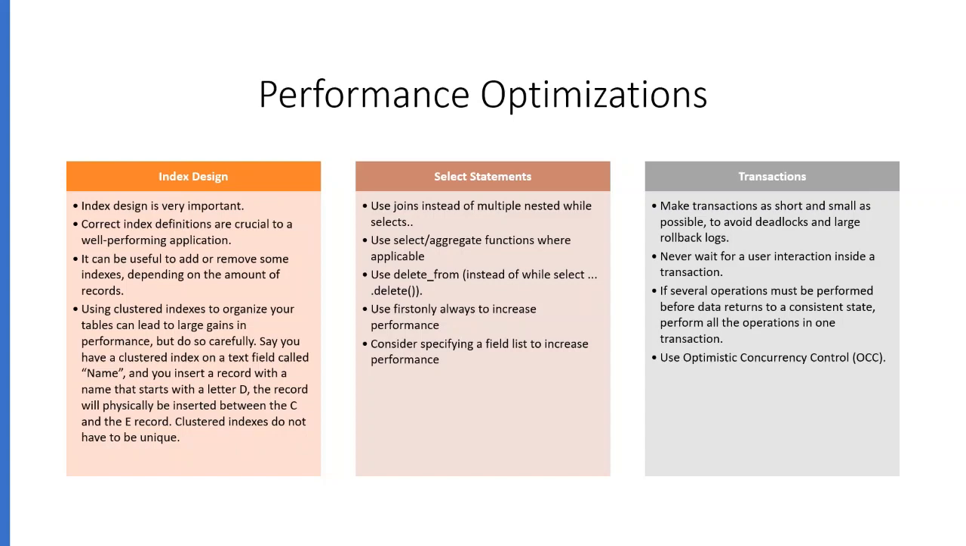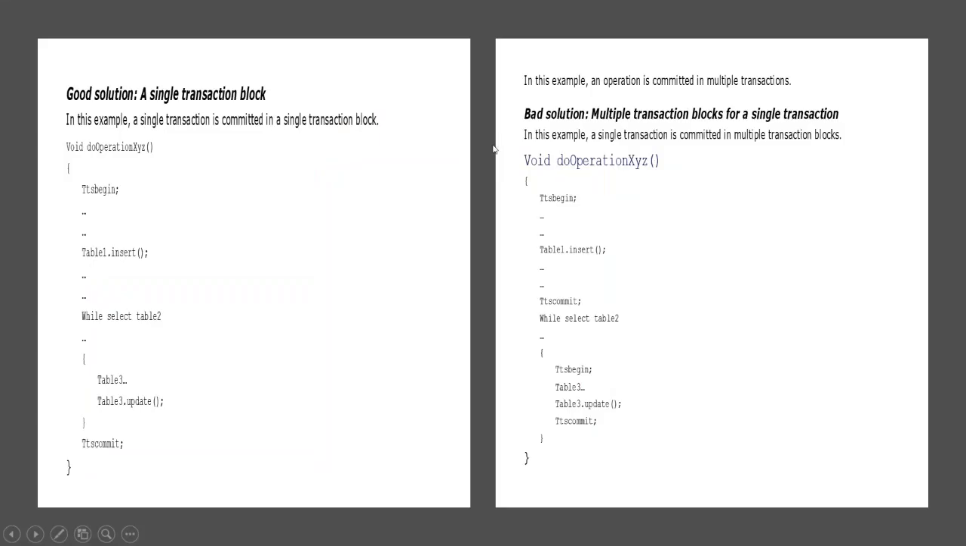So let's look at an example of what's a good solution and what's a bad solution. In this example, on the left hand side there is a good solution, and on the right hand side there is a bad solution. If you see properly, first let's look at the bad solution. There is a method called doOperationXYZ. It begins, then it inserts, then it commits. So there is OCC.